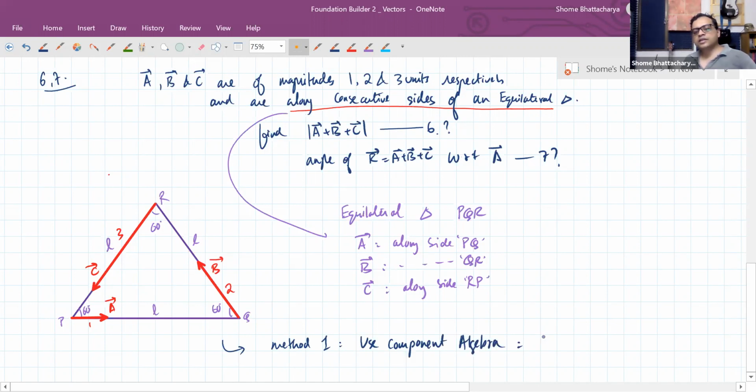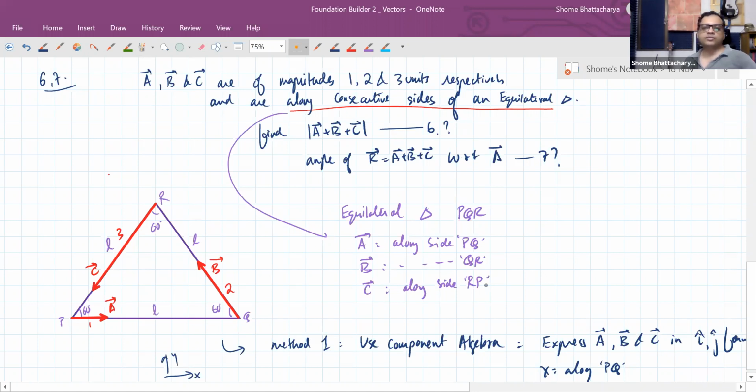Okay. So for that, express A, B, and C in I cap J cap form, and for that take the x-axis along PQ for the triangle. So take your x-axis like this and y-axis like this, and express A, B, and C in component form and do it by component algebra. So if you haven't done this question, you can just quickly try out this method and I'll explain to you exactly how it works.